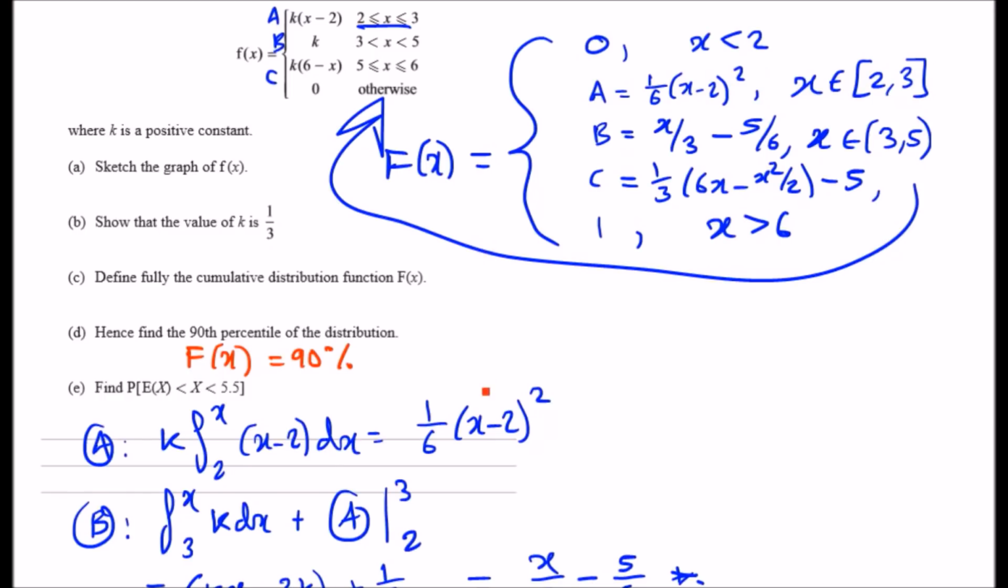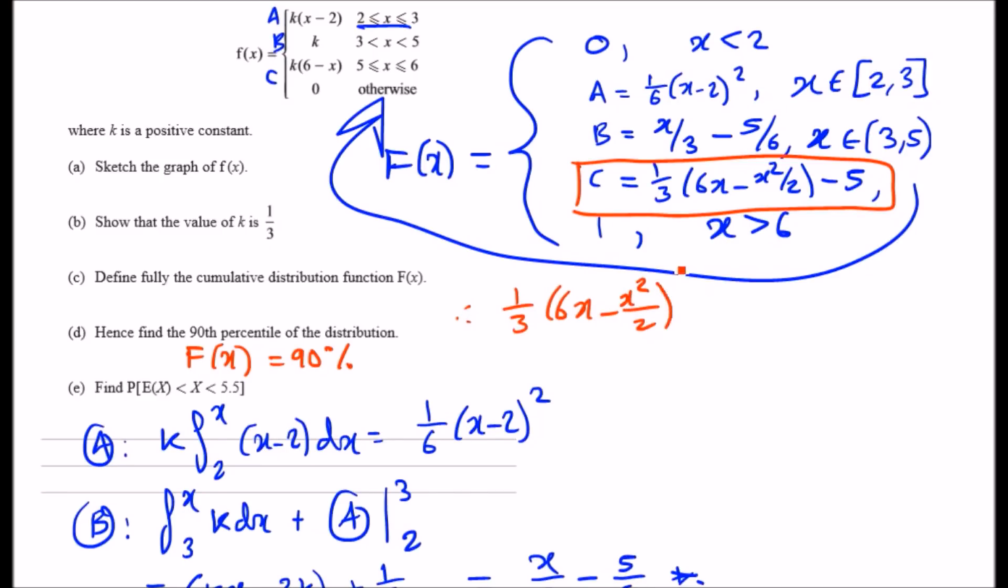So this means that with this cumulative distribution, we can literally just plug in a value. So using, of course, the cumulative, not the density, my bad. Just solve for x, literally, and equate this equation to 90%. So what do we have? Now we have 1/3 (6x minus x squared over 2). So the cumulative distribution for C must equal 90% or 0.90.